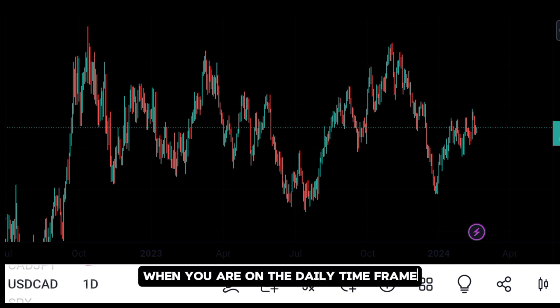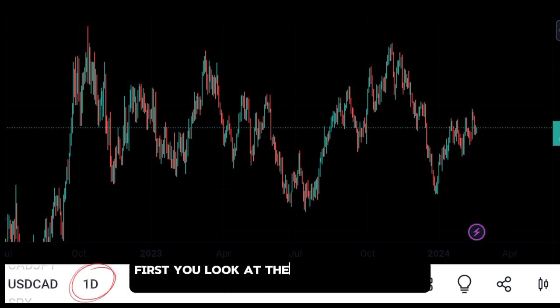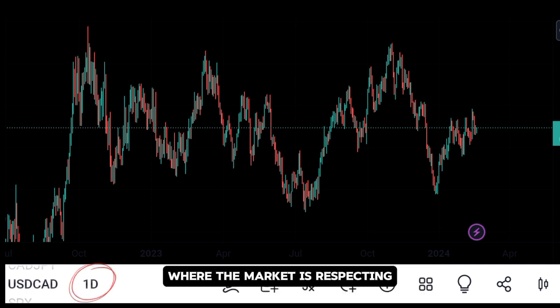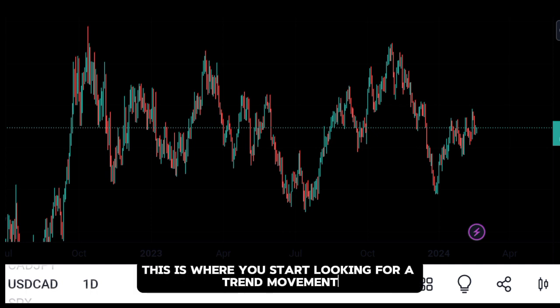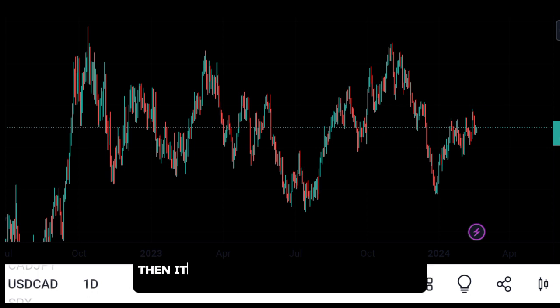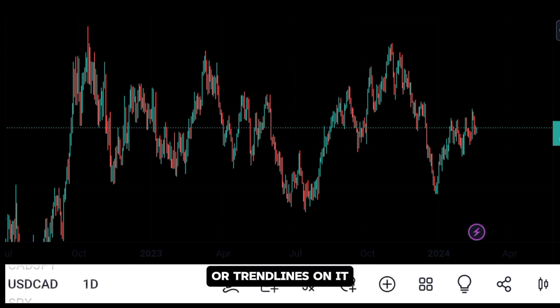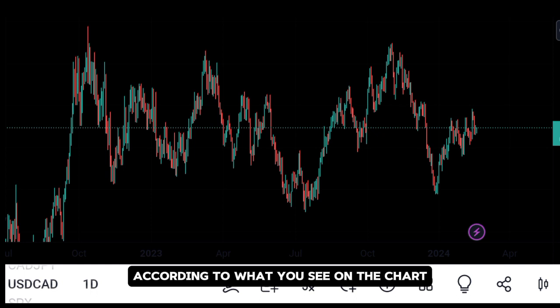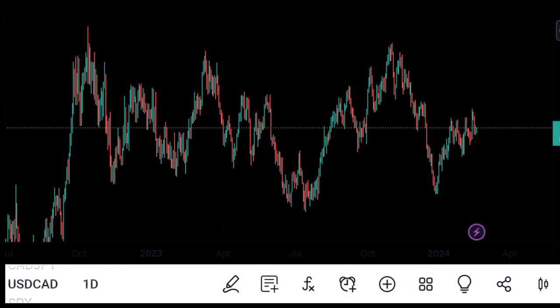When you are on the daily time frame, first you look at the market and check those areas where the market is respecting and creating great movement. This is where you start looking for a trend movement, support and resistance, or range trading. After carefully spotting that movement, then it's time to draw the support and resistance or trend lines on it, according to what you see on the chart at that moment.